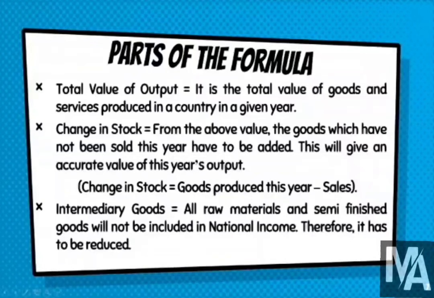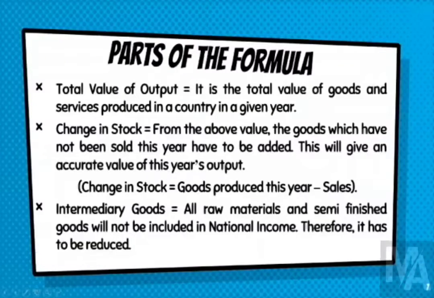I've already explained this in the previous videos, basically in the section of inventory. So change in stock is equal to goods produced this year minus sales, which means we will also be getting the closing stock, because that has been created during this year. The value has been created during this year.